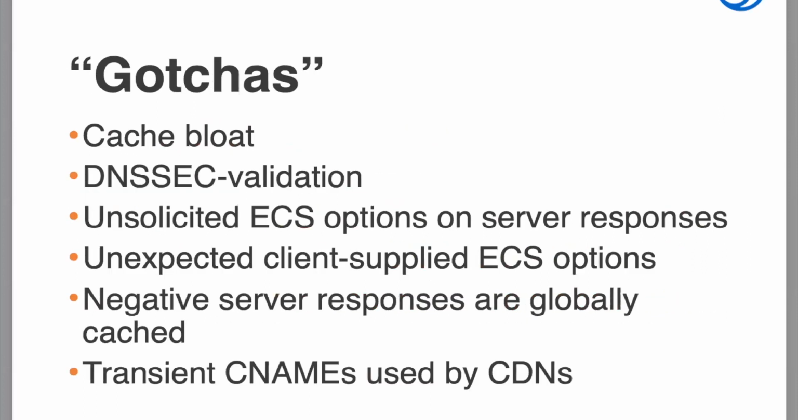So, gotchas. I keep mentioning cache bloat. Yes, your cache is going to get bigger if you're using ECS. You're going to need to take that into account based on the scope that you're using, the ECS bits, and where your clients are, because if your clients are predominantly in the same geography and the same subnets, it probably isn't going to bloat that much. You need to think about DNSSEC validation. Are you doing it? Does it matter to you? Does it work with the authoritative servers that you're querying that are responding with ECS scoped responses?